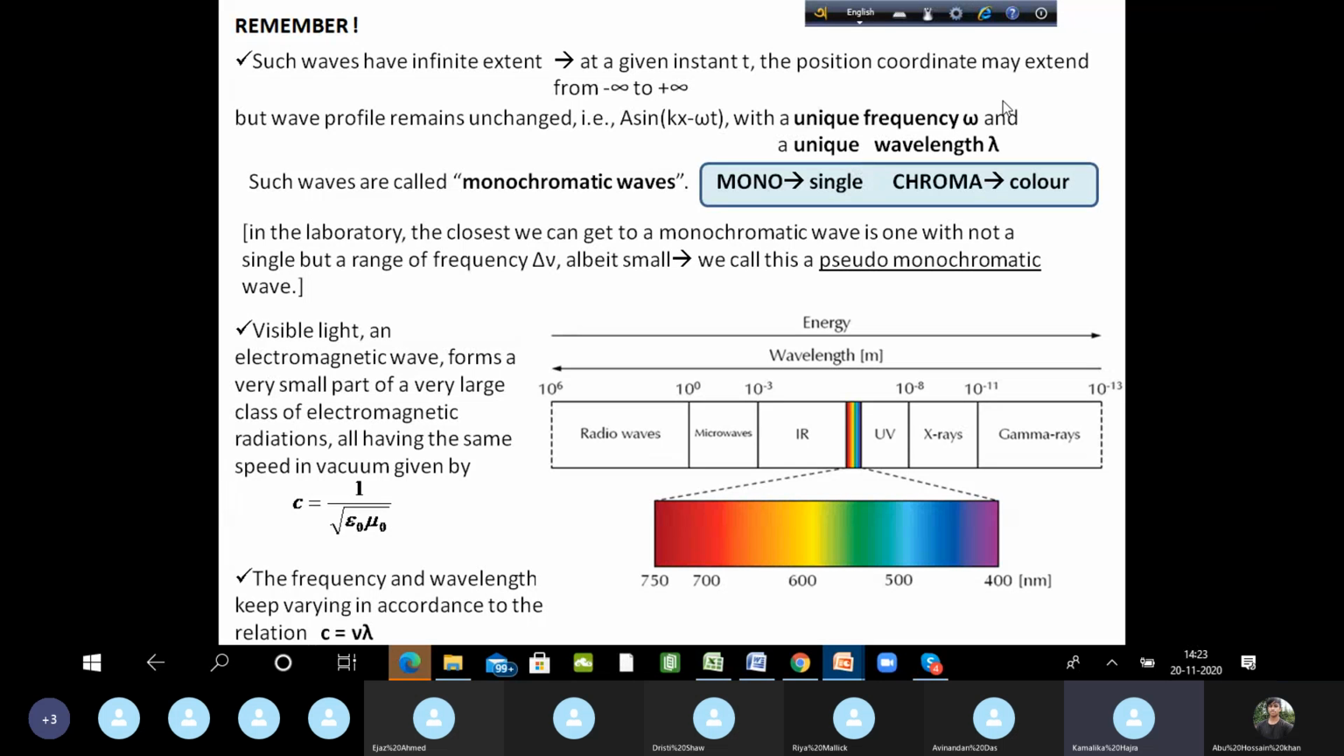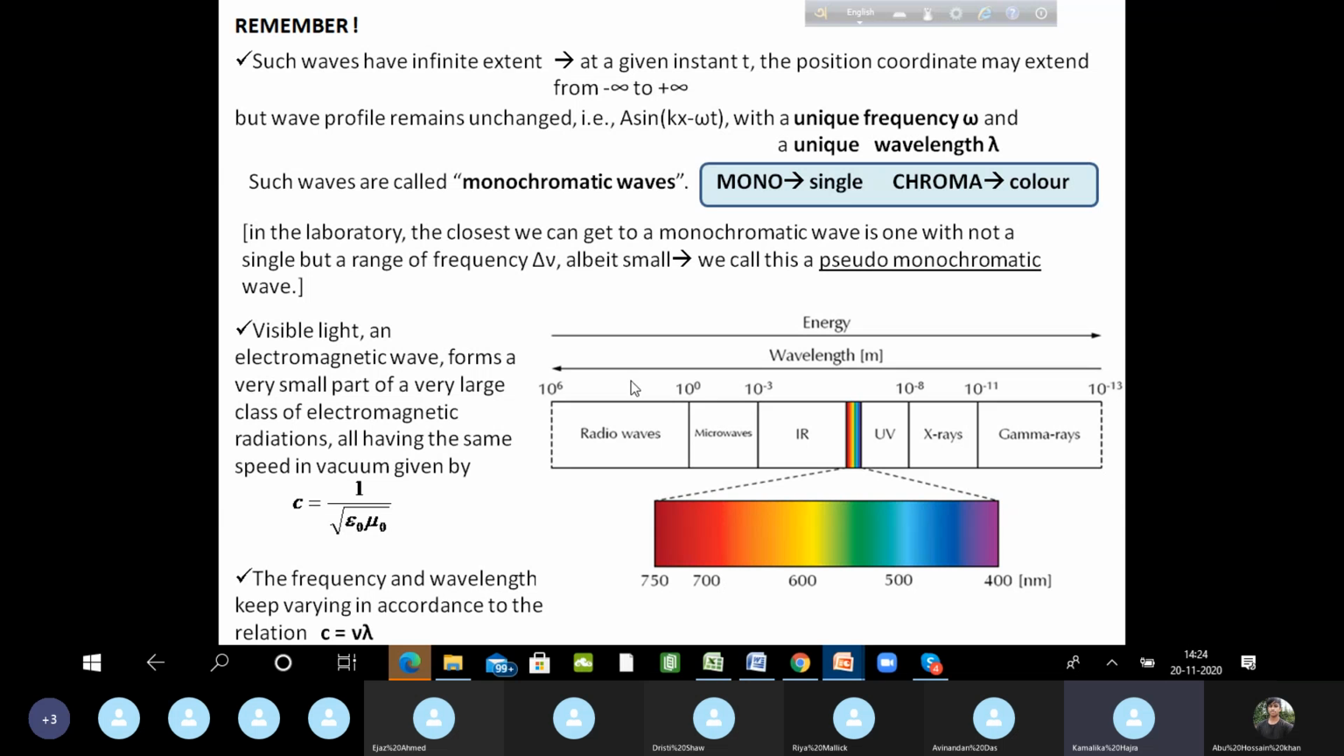So it has a unique frequency and unique wavelength, and by monochromatic we mean mono means single and chroma means color. So when we use this expression in our analytics, it will mean that we are talking about monochromatic waves.